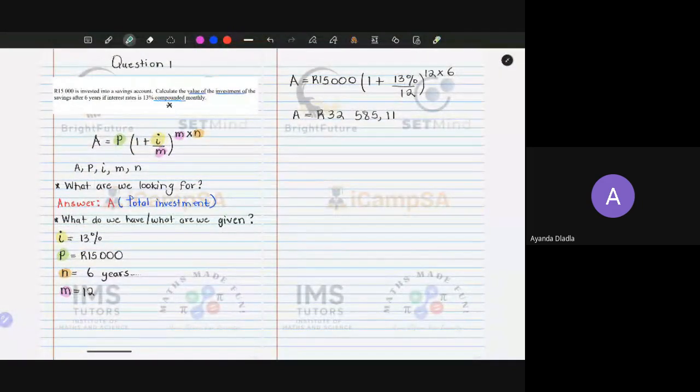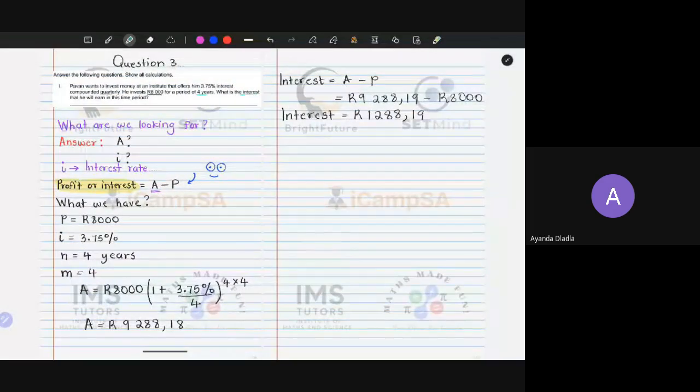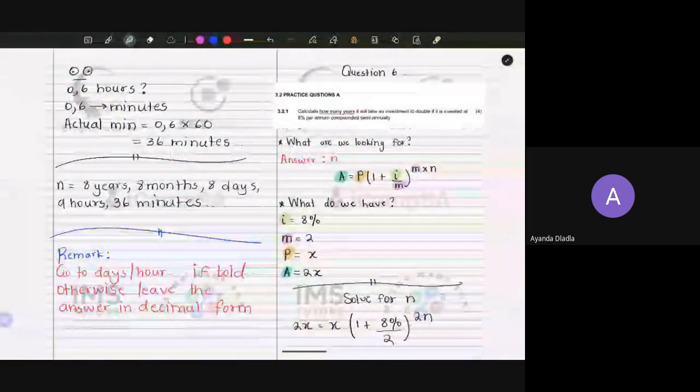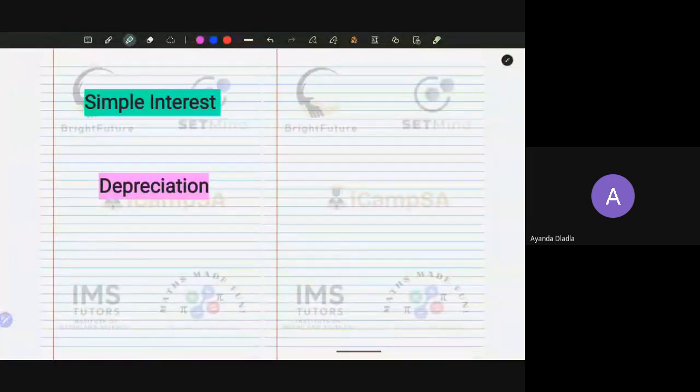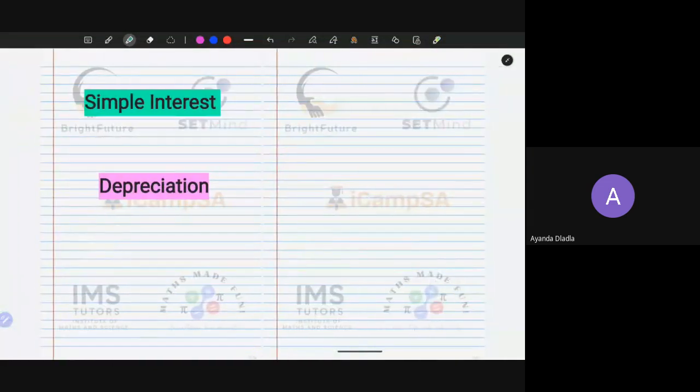Then we started looking at problems which were allowing us to solve for the different quantities. In question 1, we're looking for A. And I'll jump to question 2. Question 2, we're still looking for A. Question 3, if you observe carefully, we're looking for the interest. So I really advise that you go and rewatch the lesson. And question 4, question 5, and so on. We had a couple of questions which we did last time to make sure that we understand compound interest. And today, our focus is going to be on simple interest and depreciation.